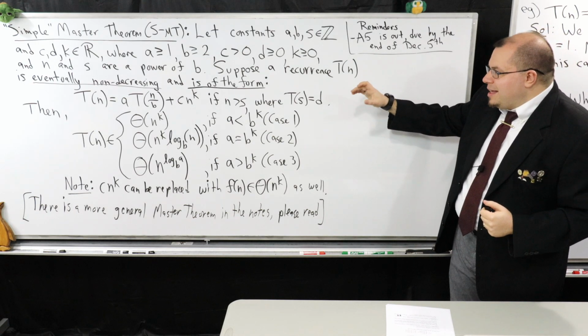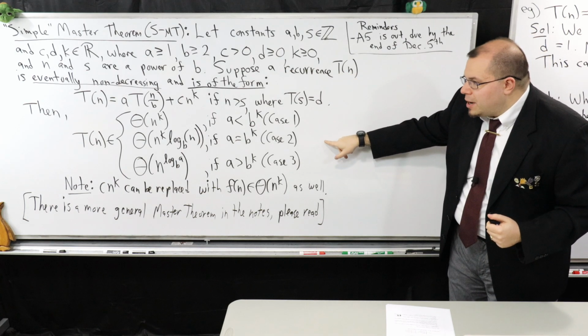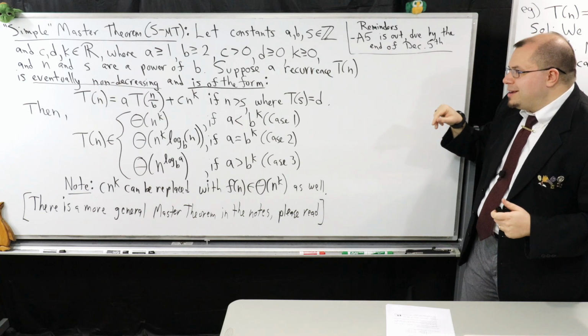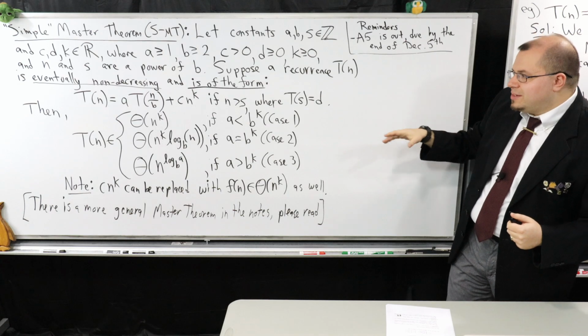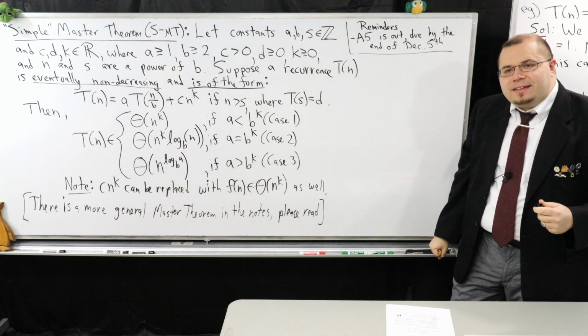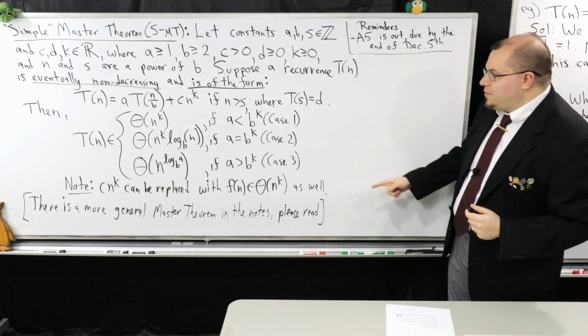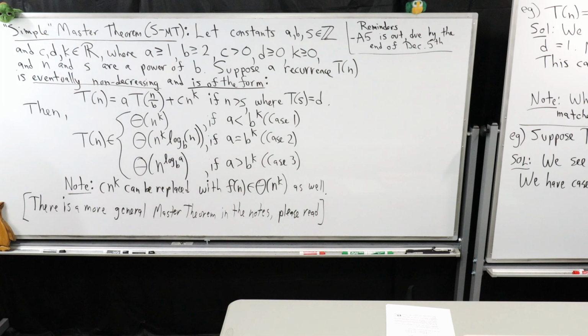So if it satisfies these properties, then I can tell you unconditionally, regardless of n, even though up here I restrict n to be a power of b, that T(n) has 3 possible cases. The first one is that if we look at the constant a, and it's less than b to the k, where b and k are other constants, then we can say that T(n) is big theta of n to the k.